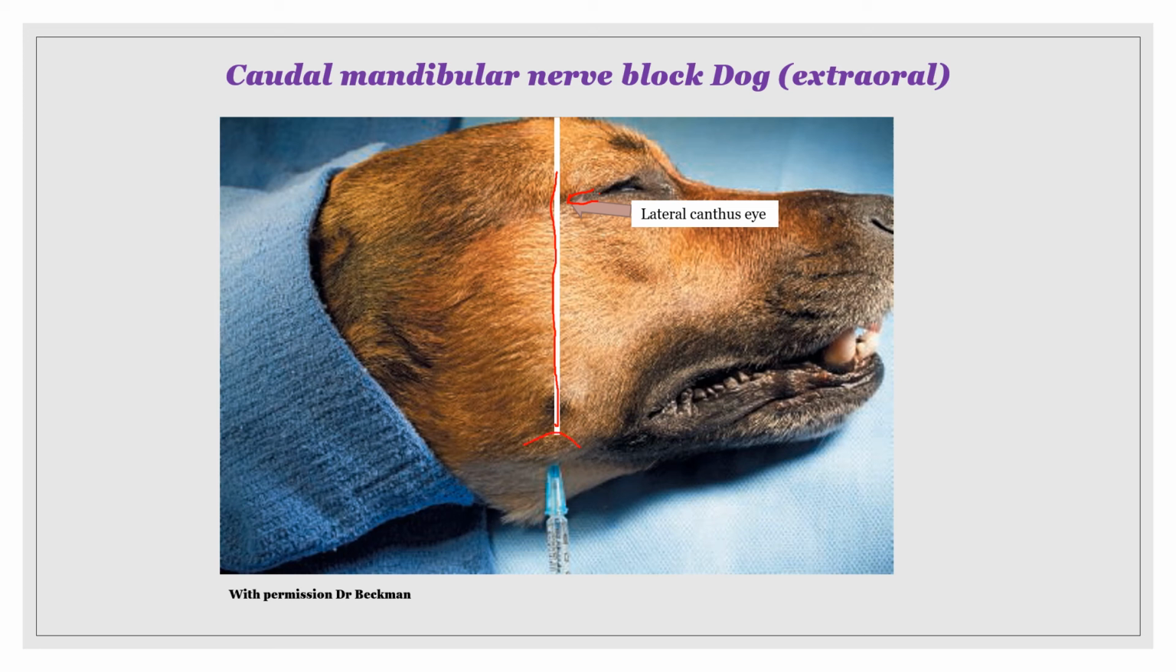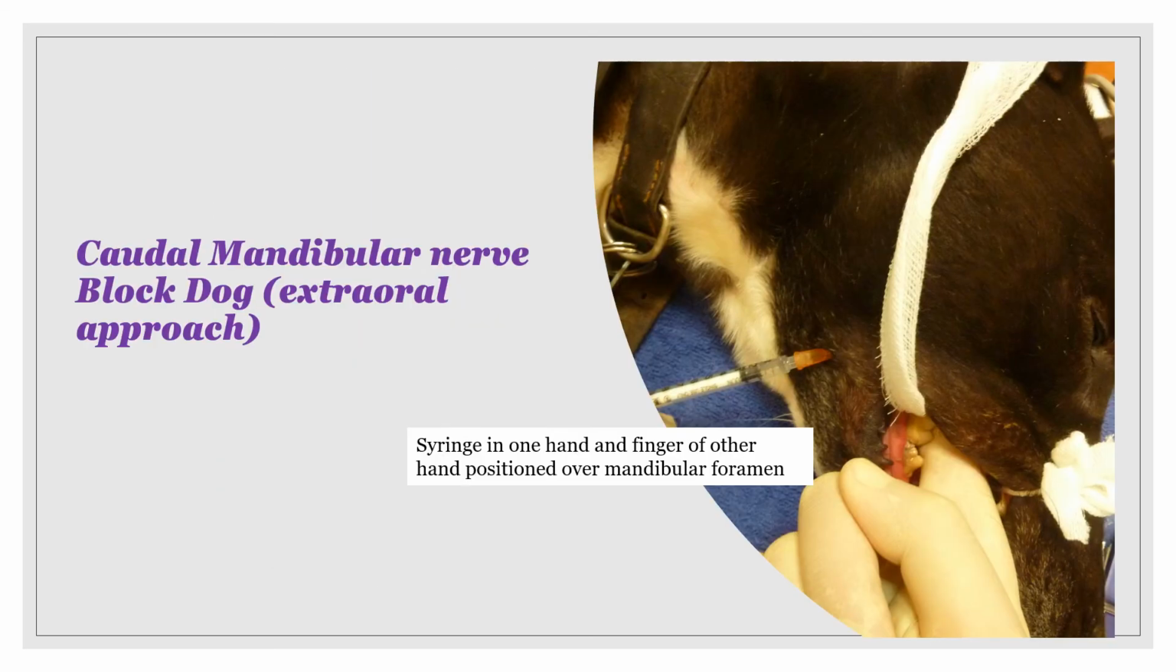We go half the height of the mandible in the first molar region on the medial side of the vertical ramus, and we slowly inject onto that side. As I mentioned in a few slides previously, you can still use the extraoral approach for the caudal mandibular nerve block. This is myself using that approach.